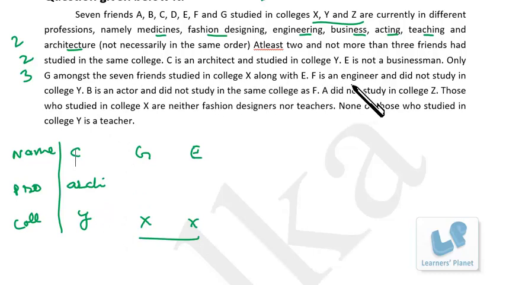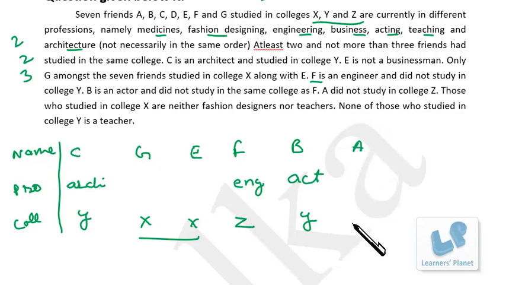F is an engineer and did not study in college Y. So in college X, 2 people are there. He's not there in college Y. That means he's in college Z. So F, college Z, and engineer. B is an actor and did not study in the same college as F. B, actor, college Y, because there is no scope for X now. A did not study in college Z. So A should be in college Y.